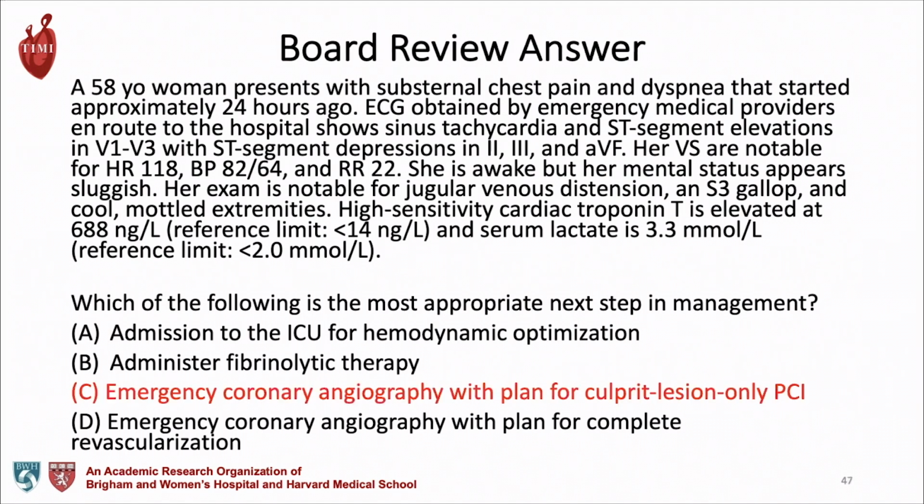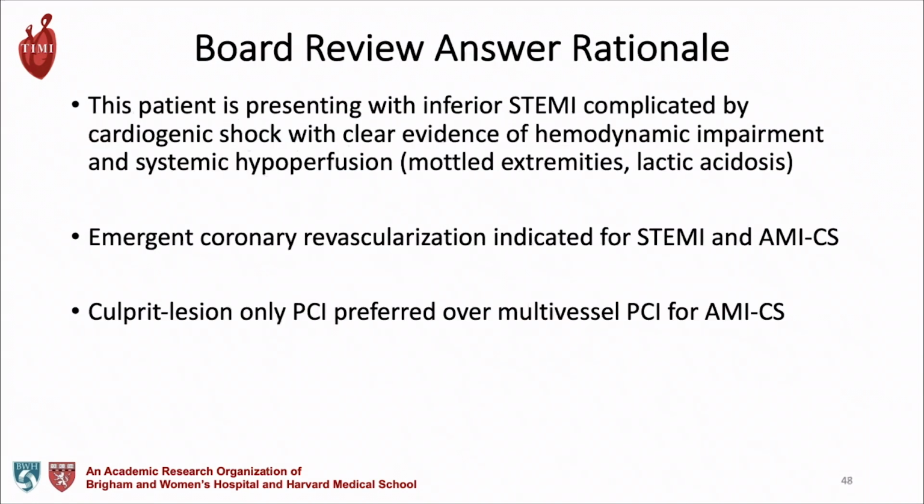And so if you picked C, you're absolutely correct. This is a patient who is presenting with an anterior STEMI that was complicated by cardiogenic shock, and there's clear evidence of hemodynamic impairment and systemic hypoperfusion with mottled extremities and lactic acidosis. And so here, emergency coronary revascularization is indicated, not just because the patient has a STEMI, but also because they have cardiogenic shock complicating their MI.